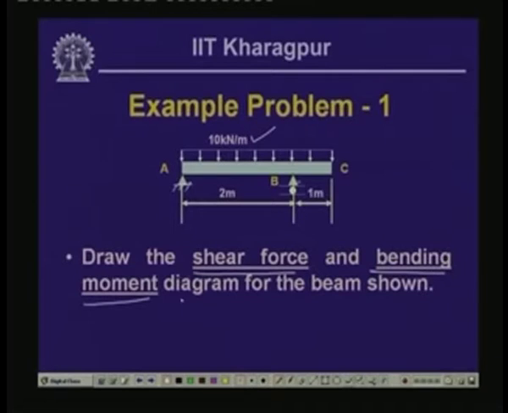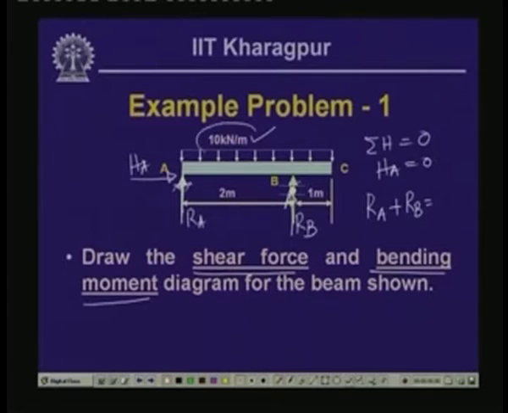kilonewton per meter. Now, here the reactive forces will be a vertical reaction Ra and a horizontal reaction Ha, and here we will have the vertical reaction Rb. Since we do not have any horizontal load, summation of horizontal forces equals 0 will give us that the reactive force Ha is equal to 0. Now, summation of vertical force is 0, that means Ra plus Rb is equal to the total force, which is 10 kilonewton per meter over a length of 3 meters. So, this is 30 kilonewton.